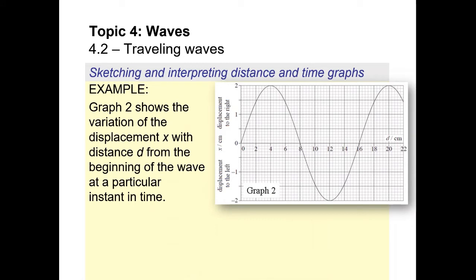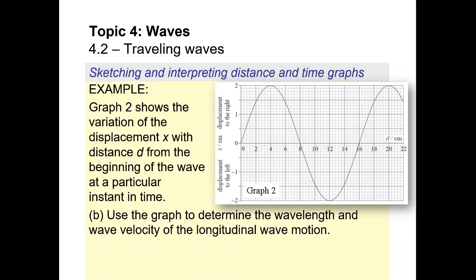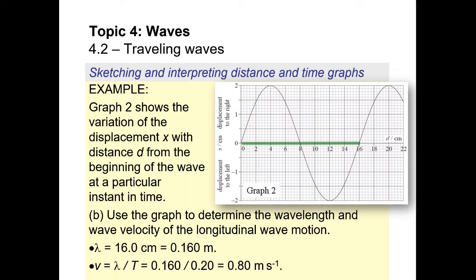Graph 2 shows the variation of the displacement x with distance d from the beginning of the wave at a particular instant in time. Use the graph to determine the wavelength and wave velocity of the longitudinal wave motion. As the graph is a displacement distance graph, that gives us the wavelength, as wavelength is a distance. That is 16 centimeter, which is 0.16 meter. And wave speed is wavelength over period, which is 0.16 over 0.2, that is 0.8 meter per second.